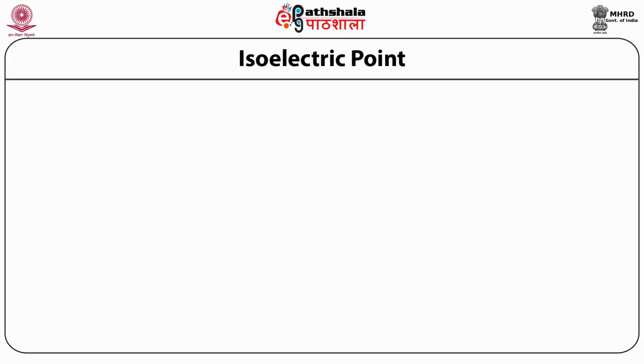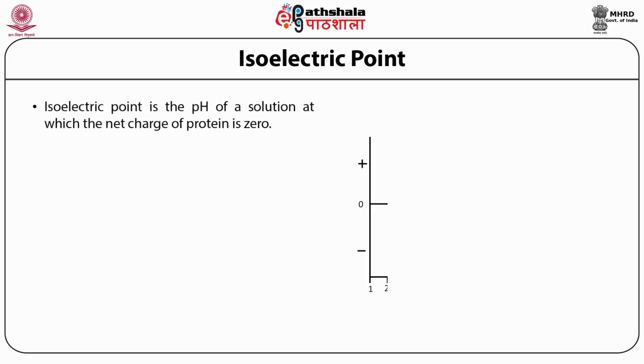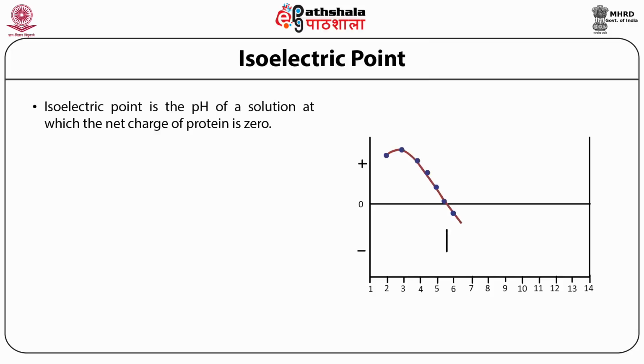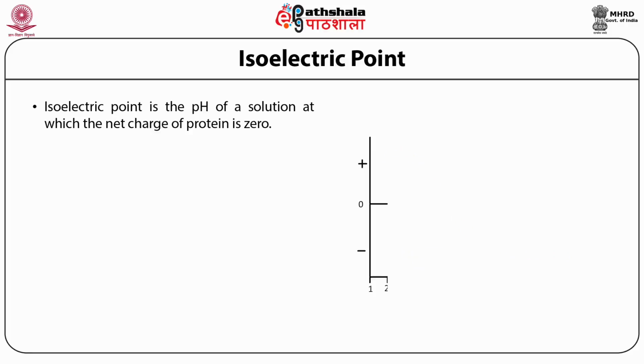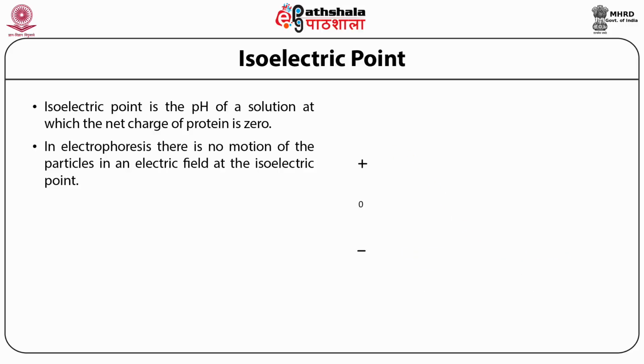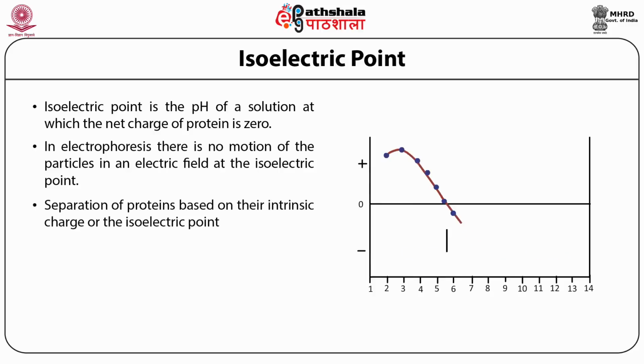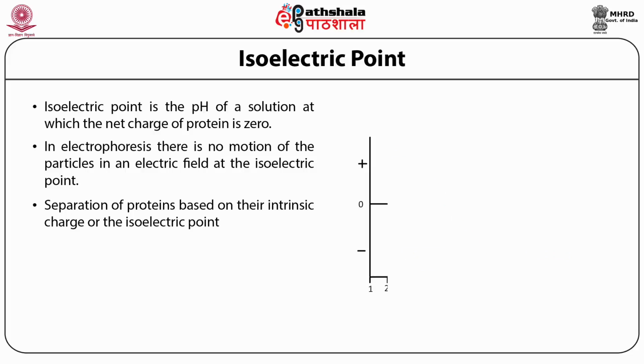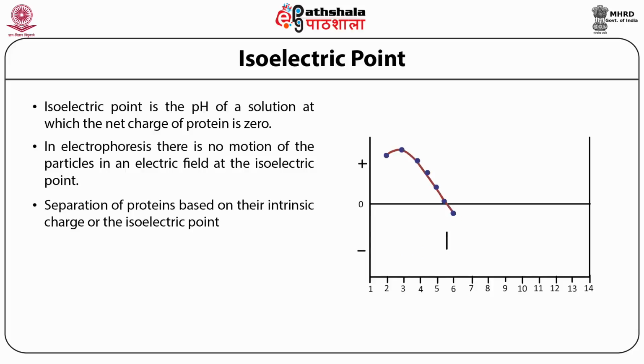The first dimension in 2D electrophoresis involves separation of proteins based upon the isoelectric point. What is the isoelectric point? All proteins are made up of amino acids, and these amino acids have side chains, and some of these amino acids have a certain amount of charge. The summation of all these charges on the amino acids constitutes the isoelectric point. And from an experimental point of view, the isoelectric point is the pH of a solution in which the net charge of that particular protein is 0.